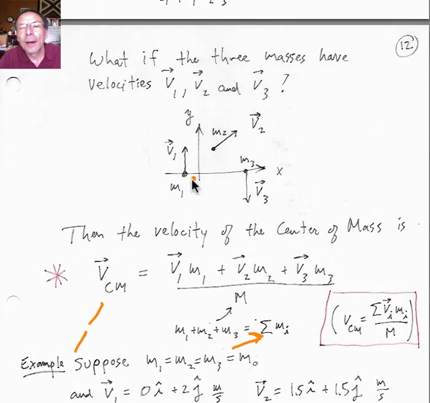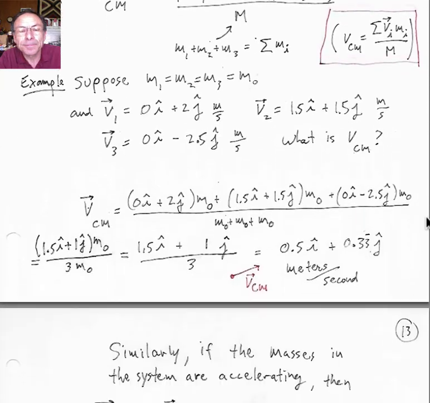And so, the combined center of mass. So here's the center of mass, and it's moving like that. Notice I didn't draw it at the same angle. It's at a lower angle because the up part is partially canceled by the down part of this third particle's velocity. Okay, so that's the velocity of the center of mass.